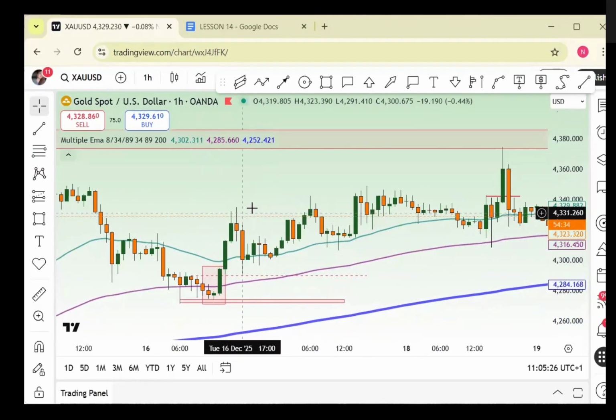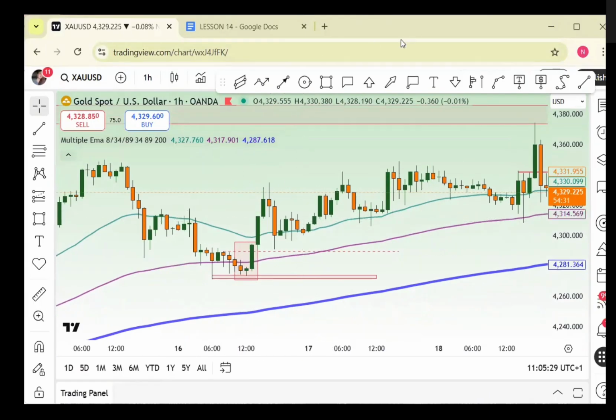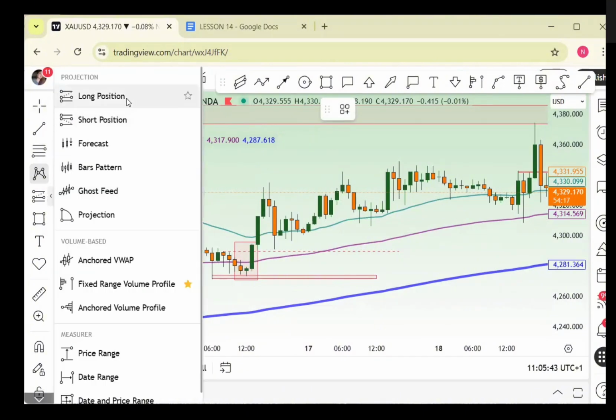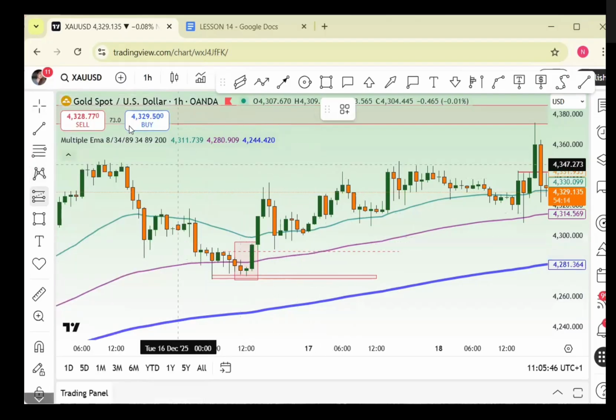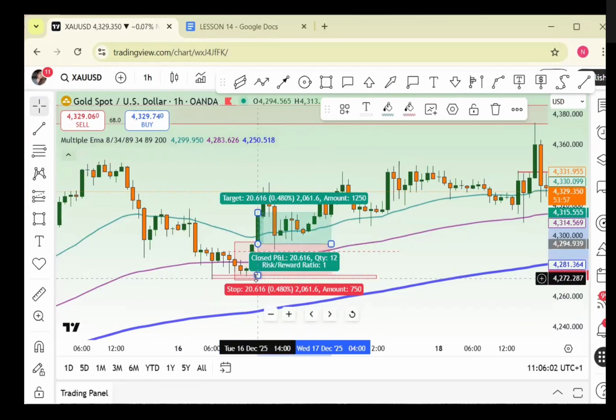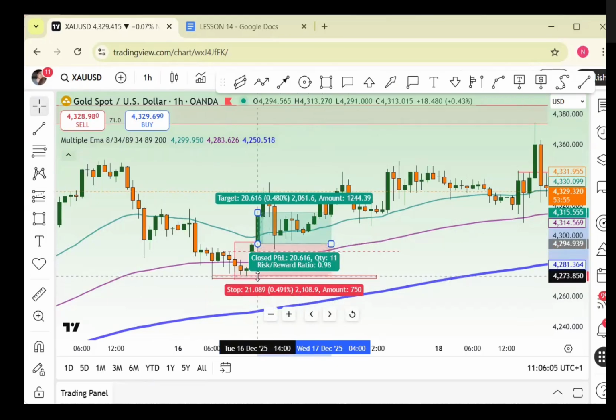For example, like this one, the take profit. Let's continue with the example of this Morning Star pattern. You enter for the long position, right? For the buy signal, choose the long position tool on TradingView. The open price of the next candle after this candle will be our entry. Enter here, and set the stop loss below the low of the Morning Star pattern.